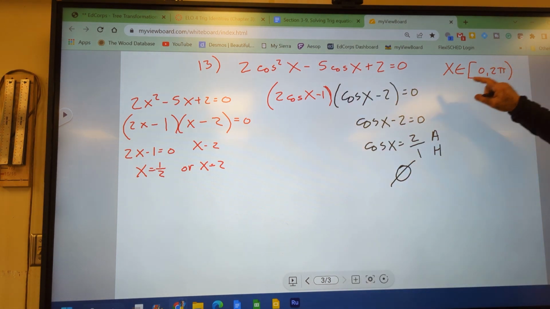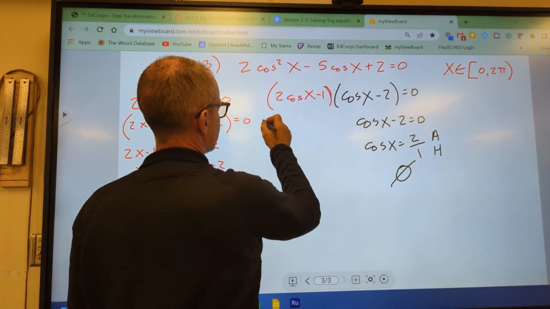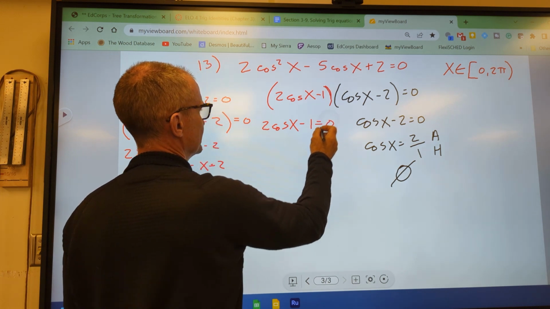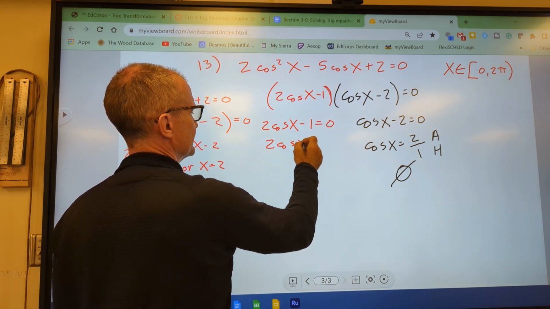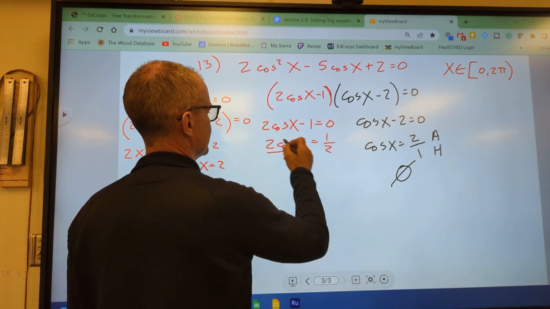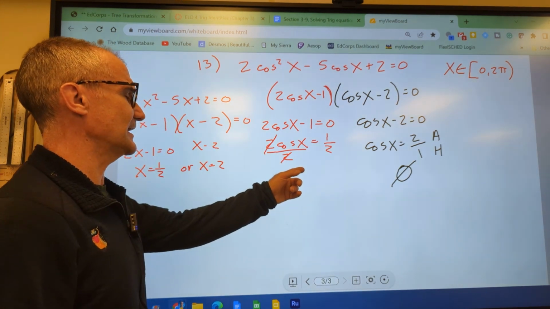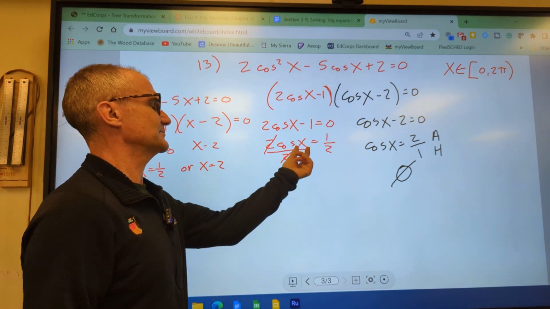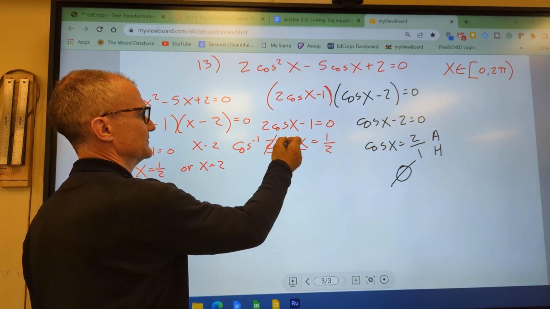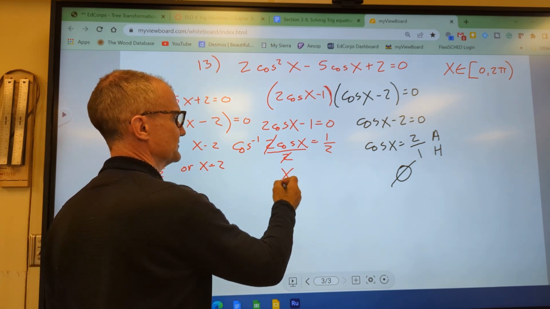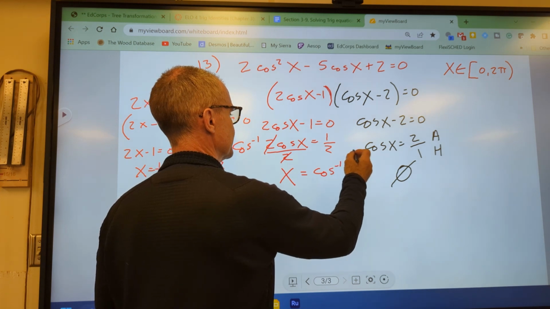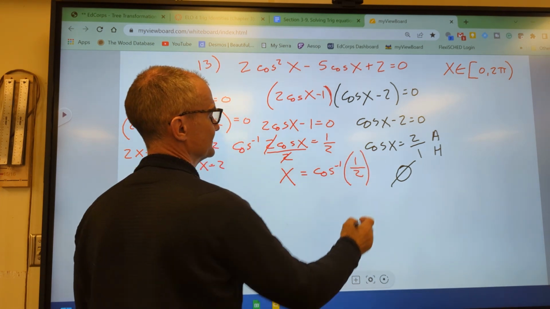Then the other quantity right here, I have 2 cosine of x minus 1 equal to 0. I'll add 1 to both sides, divide both sides by 2, and cosine of x is equal to a half. I'm still trying to isolate my variable x. So I've got to take the arc cosine of both sides. The inverse cosine of cosine, they cancel each other out to give me x by itself. If I do that to the left, I also have to do it to the right. So I have the inverse cosine of 1/2.